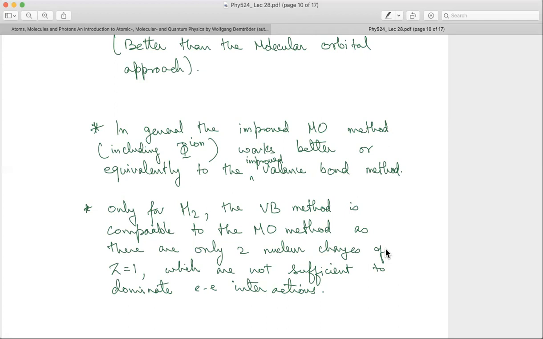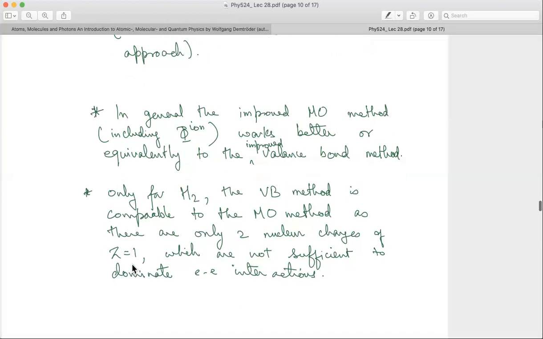As soon as my nuclear charges become stronger, it starts favoring ionic bonds more and more. And then when you include the contribution of the ionic bonds, you get better approximations. So that's the main idea. But for the hydrogen atom, the nuclear charge is still small and ionic bonds are not favored. And because of that, I still get that the valence bond method gives comparable results to the molecular orbital method, basically. So that's the summary.